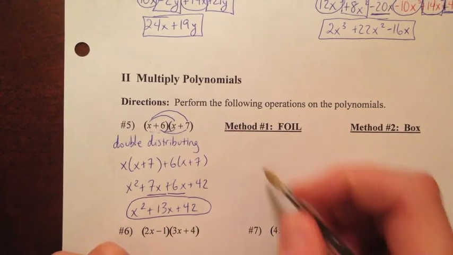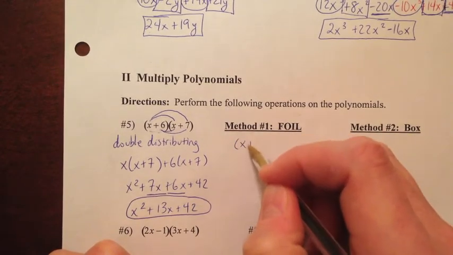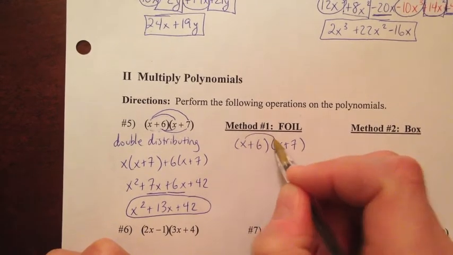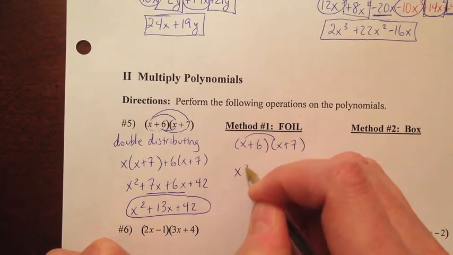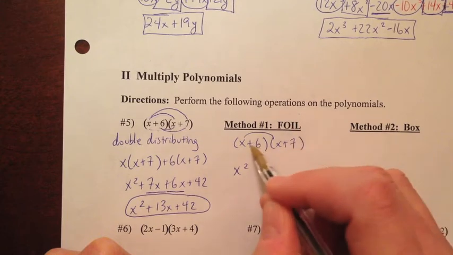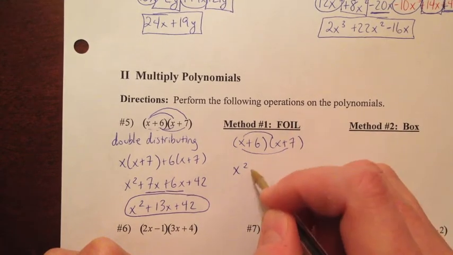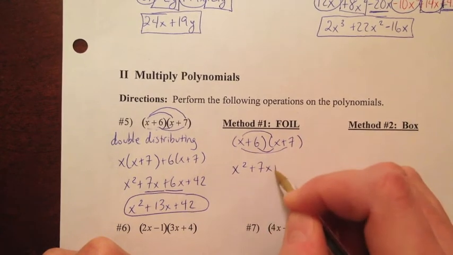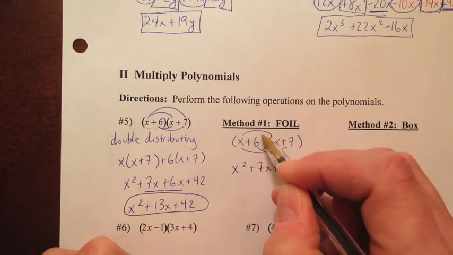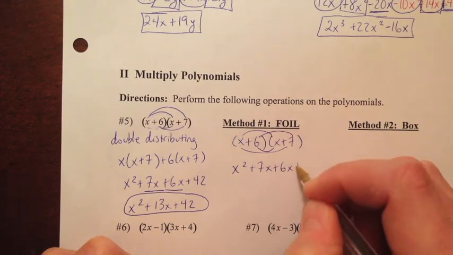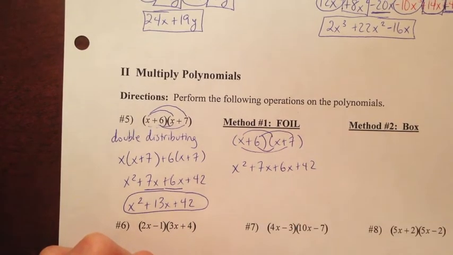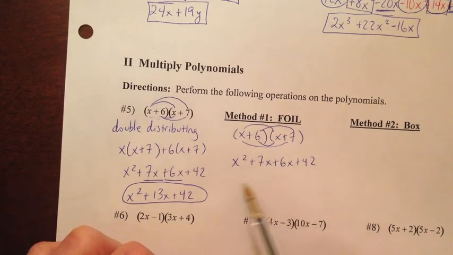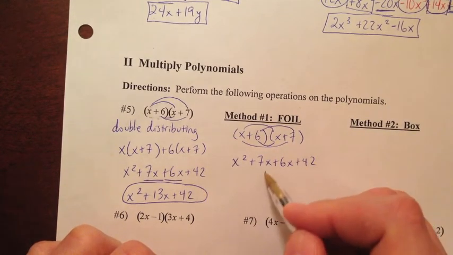Now, if you've learned FOIL, then what you're doing is basically the same thing. You multiply the first terms. That's x times x. You multiply the outside terms, which is x times 7. You multiply the inside terms, that's the I, that's 6x. And you multiply the last terms, which is 6 and 7. And notice it gives you the same 4 terms here. You combine the middle term, and what you get is the same thing.